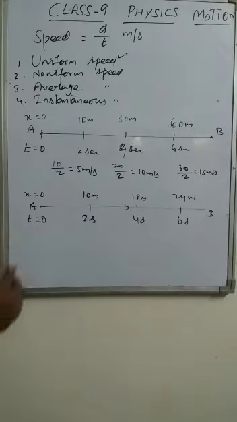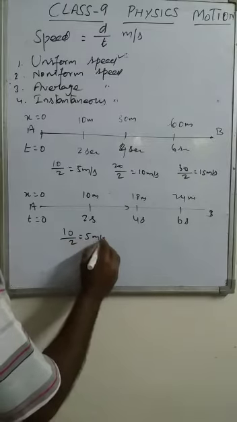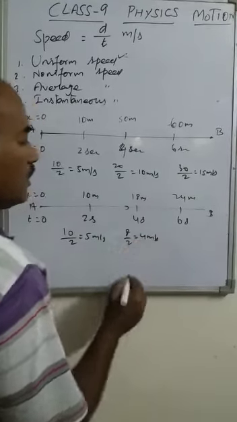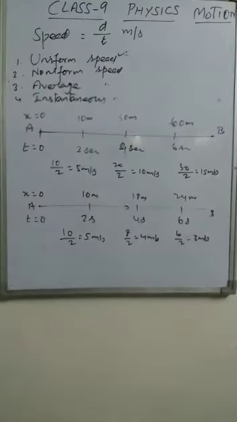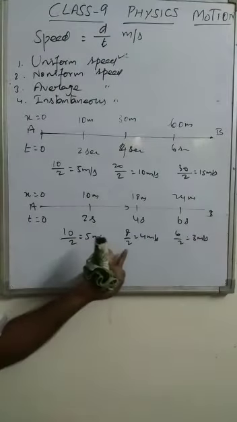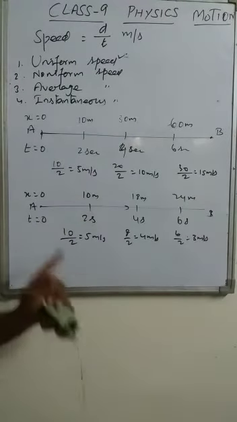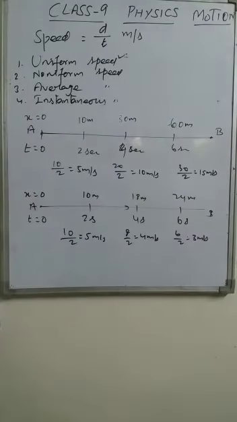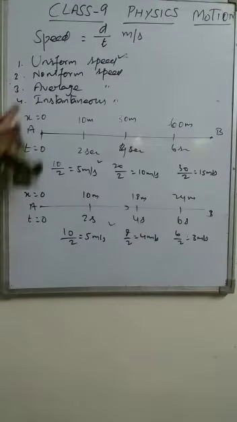Now if we calculate the speed for the whole journey, then it is 10 upon 2, 5 meter per second. Here it is 8 upon 2, 4 meter per second. Then it is 6 upon 2, 3 meter per second. Here we are getting the values. The speed is continuously decreasing. So in both the cases we say the object is in non-uniform speed or non-uniform motion. But it is increasing and this is decreasing. So these are the two types of motion that were discussed.